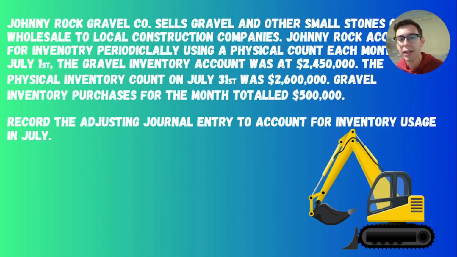On July 1st, the gravel inventory count was at 2,450,000. The physical inventory count on July 31st at the end of the month was 2,600,000. Gravel inventory purchases for the month totaled 500,000. So given all this information, we're asked to record the adjusting journal entry to account for inventory usage in July, or you could rephrase that and say inventory expense, if you will, or gravel expense, the amount of gravel that was used for the month. So we can find this out with the information that we have, and we'll see that here.